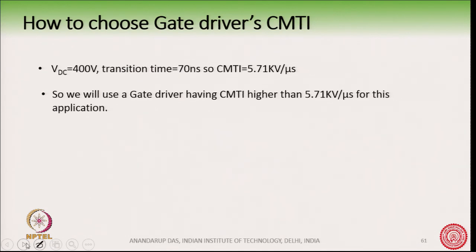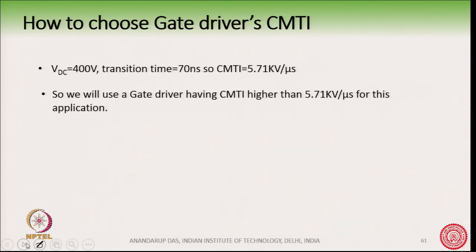So, suppose let us take an example, if VDC is 400 volt and the transition time is about 70 nanosecond. So, CMTI is 400 volt divided by 70 nanosecond, so 5.71 kV per microsecond. So, we must use a gate driver IC having a CMTI value which is higher than this 5.71, and this is available in the data sheet of these gate drivers, and you should choose such a value.